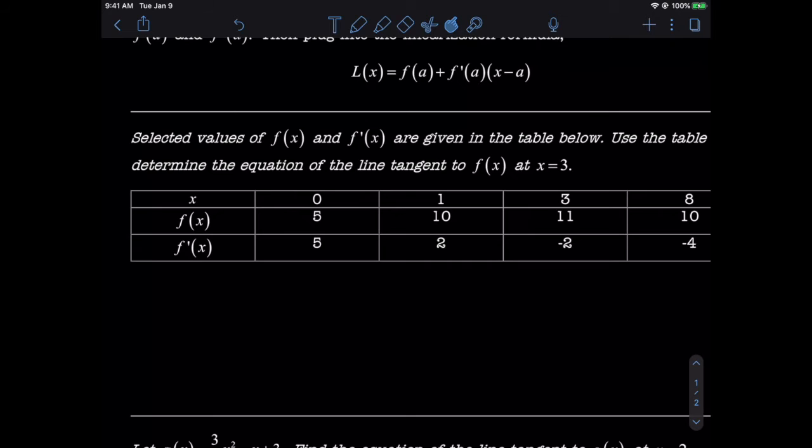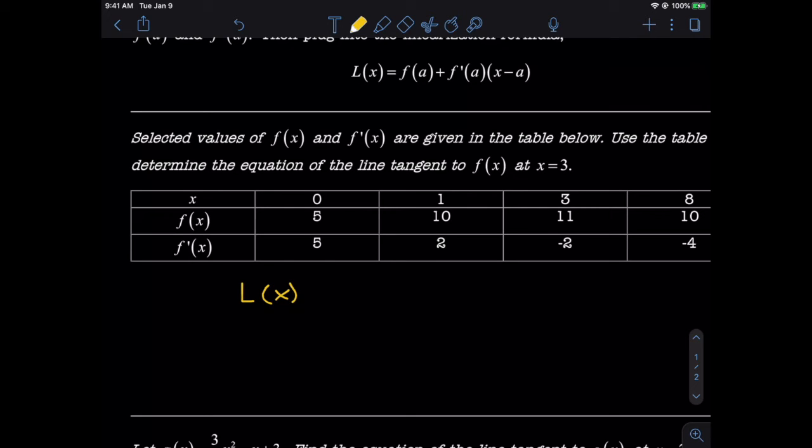Now, it may confuse some people. We don't have an actual equation to plug into, so how the heck are we supposed to find f of 3 and f prime of 3 if we got nothing to work with? Well, I'm here to tell you don't worry about it. The table has everything we need. We don't actually have to do any work. So we'll write out the formula again.